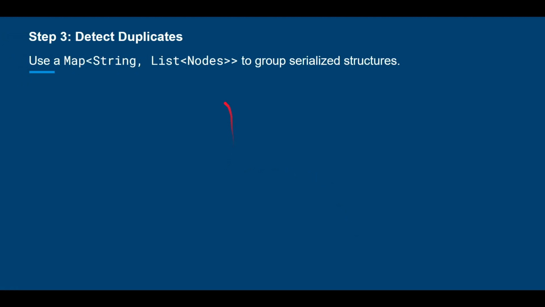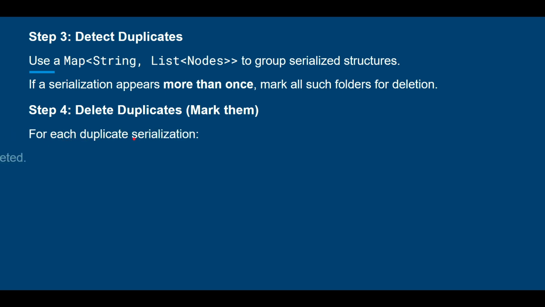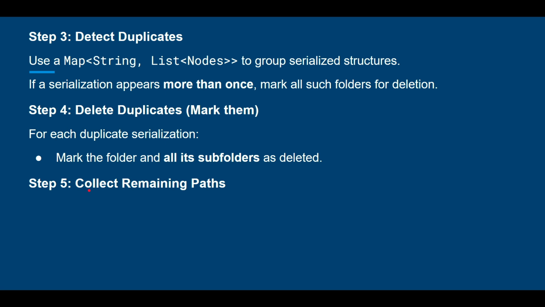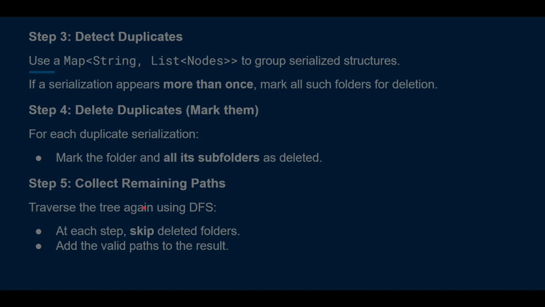Let's suppose we want to detect the duplicates, right? So we'll use a map, where we will have the key, and the value will be the list of nodes to group the serialization structure. Very first, if the serializations appear more than once, we'll mark all those folders for deletion. Further, we'll delete the marked ones. For each duplicate serialization we will iterate and mark the folder and its subfolders as deleted, right? And then we'll collect the remaining ones and traverse the tree again using DFS. This step we will keep repeating until we find all the valid paths in the result.